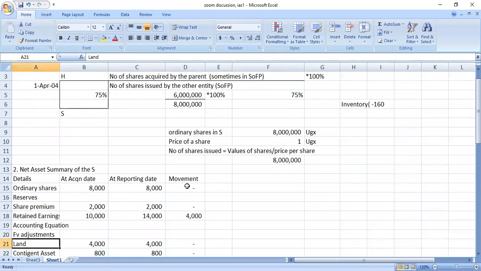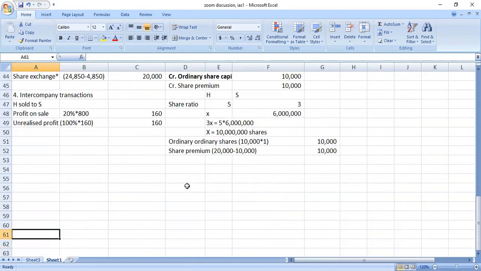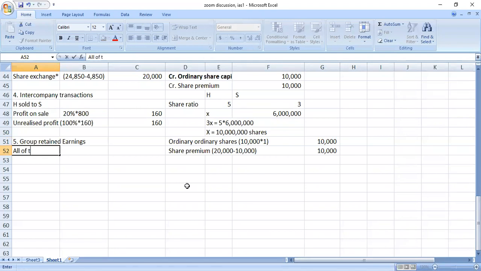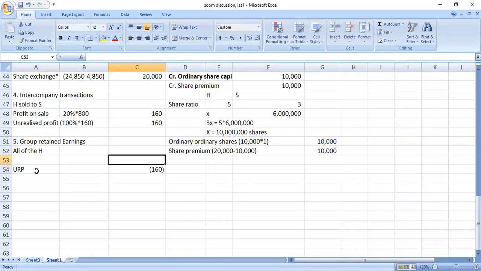Then you come under group retained earnings, which is the next working, number 5. You have all of the parent's, all of H's retained earnings. Then you have the unrealized profit, 160, which is removed, so it's deducted. So let me show that. So I'm done with working number 4.